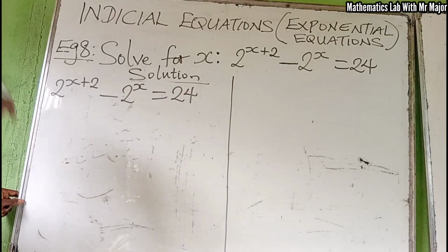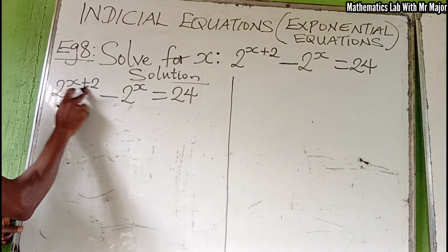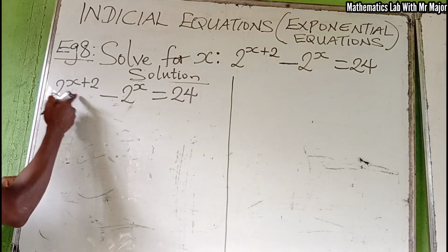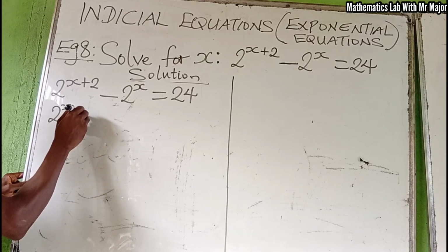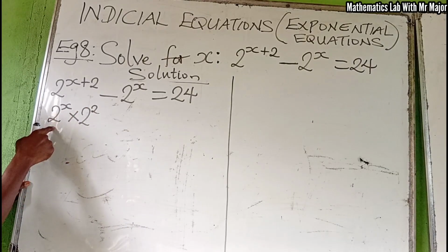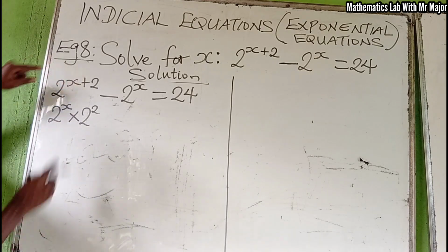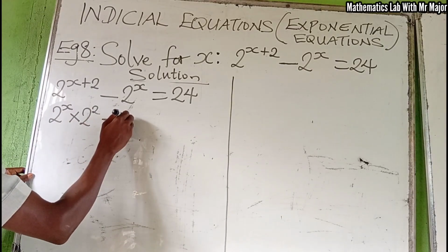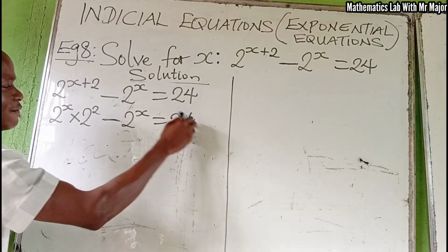Like the previous question we just solved, question number 7, we can split this because of the multiplication law. So this is actually the same thing as 2 raised to the power x times 2 raised to the power 2. The bases are the same. So when we apply the multiplication law, that becomes 2 raised to the power x plus 2 as it is here. So the whole of this is equal to this. Then we now have minus 2 raised to the power x equal to 24.